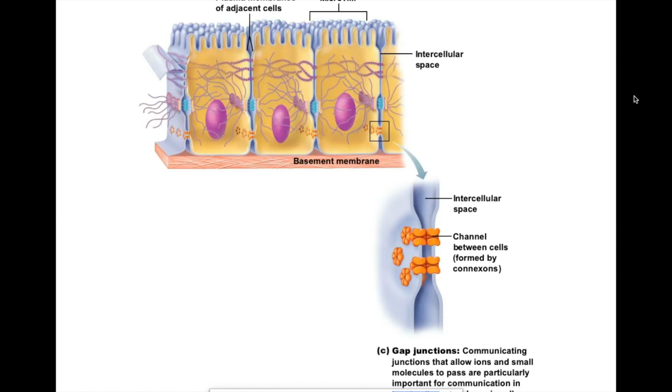And this is a picture of what that would look like. So we have our gap junctions. They're communicating junctions that allow ions and small molecules to pass through from one cell to the next, and are particularly important for communication in the heart cells and embryonic cells as well.